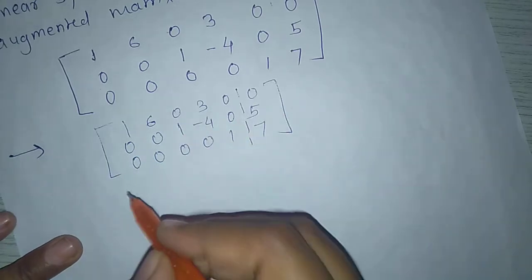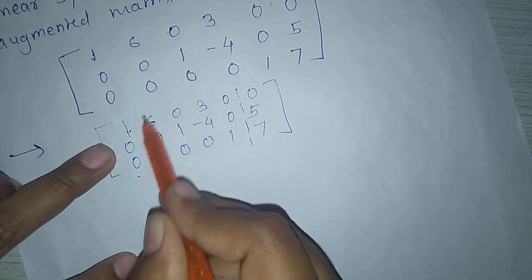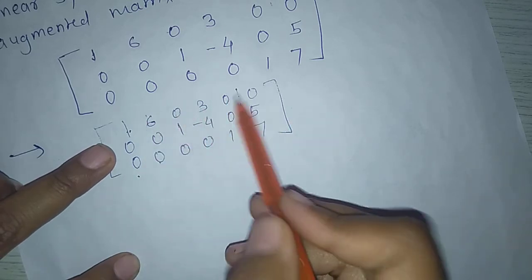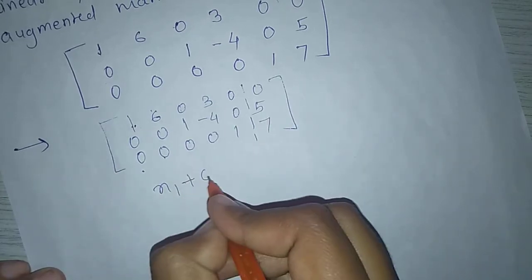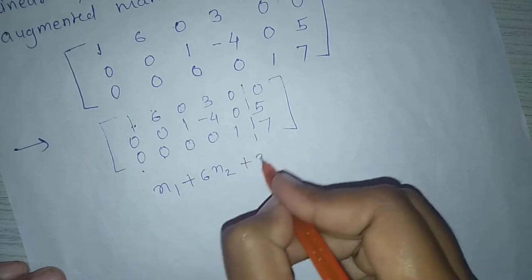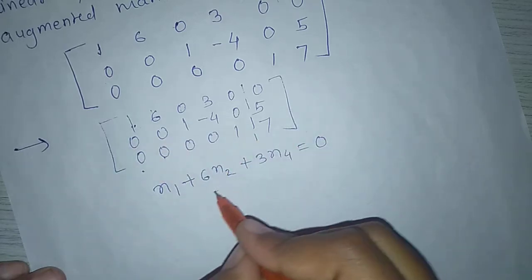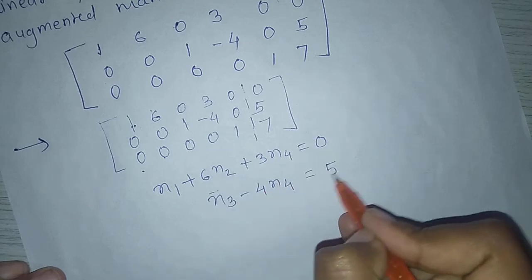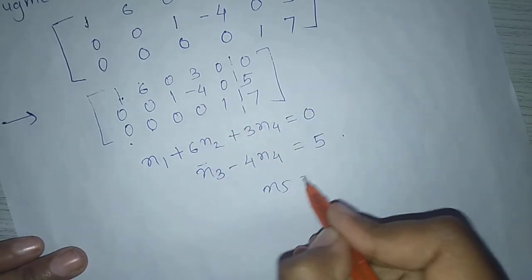So the new system is: first column is the coefficient of x1, second column the coefficient of x2, similarly for x3, x4, x5. So the first equation is x1 plus 6x2 plus 3x4 equal to 0. The second equation is x3 minus 4x4 equal to 5. The third equation is x5 equal to 7.